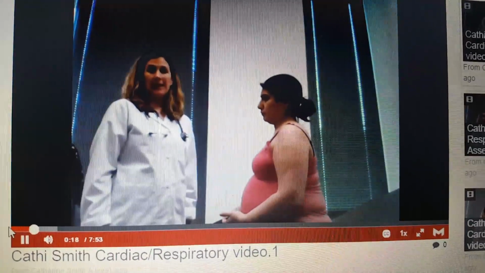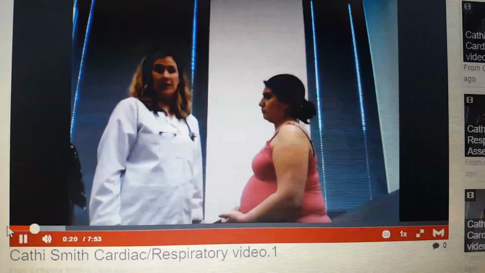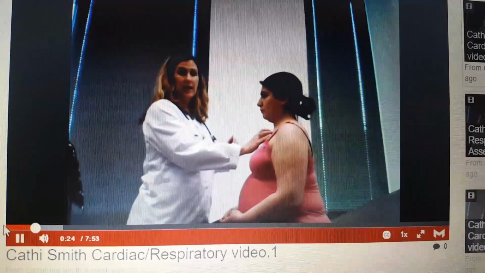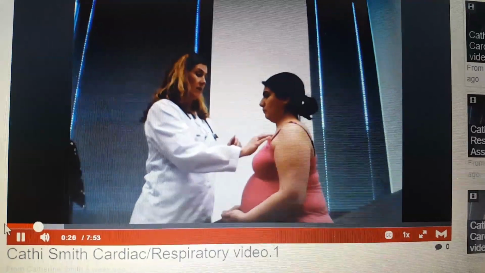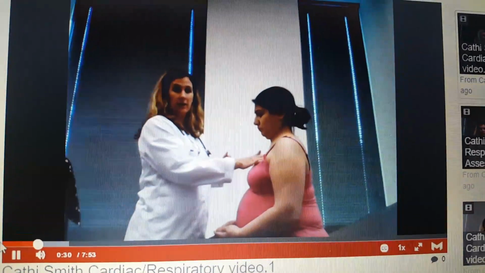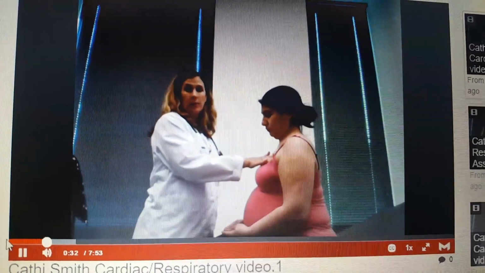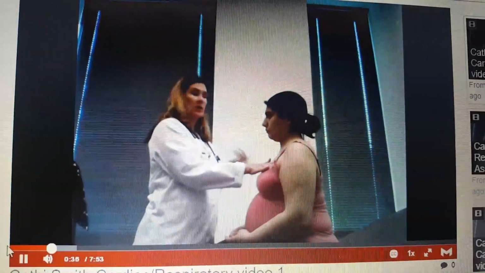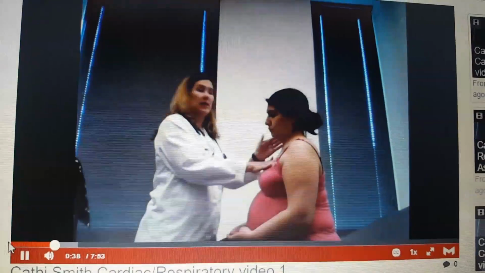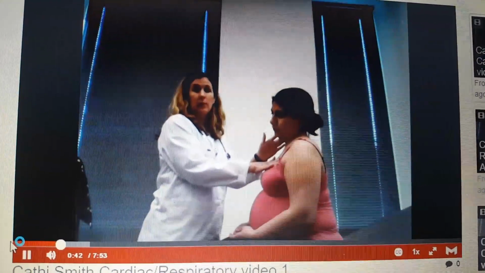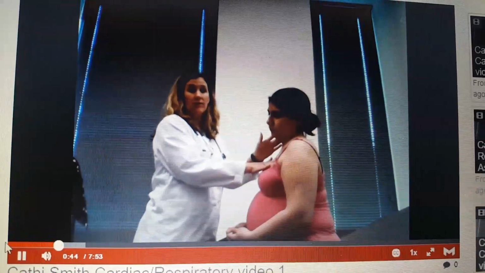So I'm going to start by inspecting and palpating the heart while she's in a sitting position. I'm going to feel for the apical pulse, and I'm going to do that by feeling down to the left fifth intercostal space at the midclavicular line, and there are no abnormal pulsations, heaves, or lifts. While I'm palpating the apical pulse, I'm going to use my other hand to palpate her carotid artery. And I am noting that the carotid pulse and the apical pulse are synchronous, so that is a normal finding.